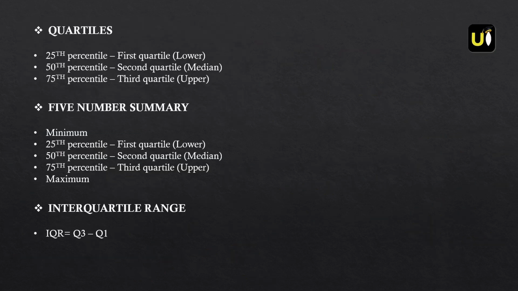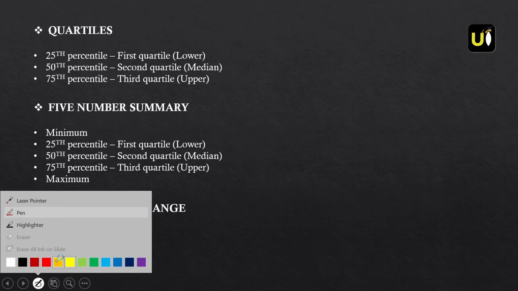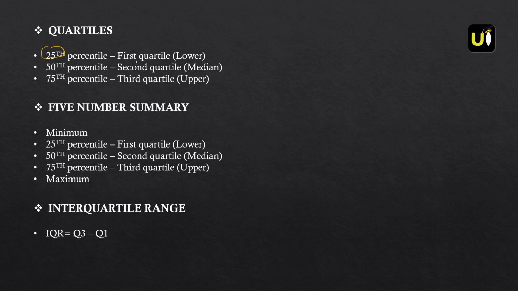All right. So now we have the quartiles. We have 3 types of quartiles: first quartile, second quartile, and third quartile. That is, the 25th percentile is equal to the first quartile, the 50th percentile is equal to the second quartile, and the 75th percentile is equal to the third quartile. So first is lower, second is median, and third is upper. The 5 number summary is: we have minimum, 25th percentile, 50th percentile, 75th percentile, and maximum.